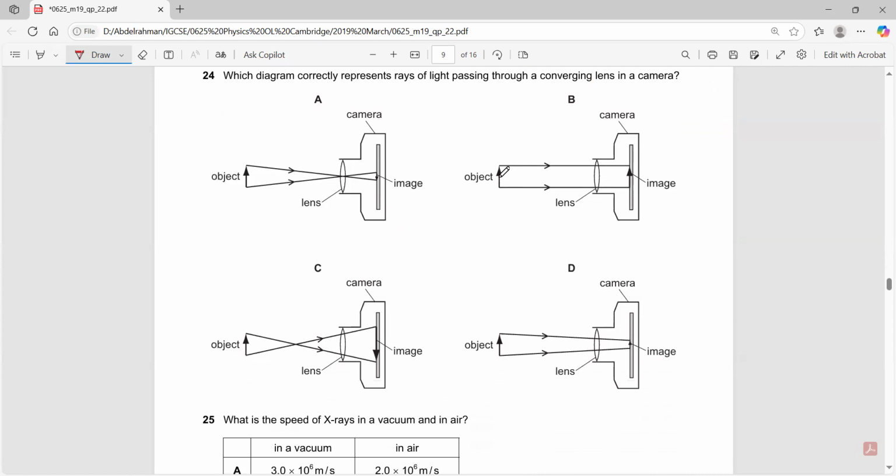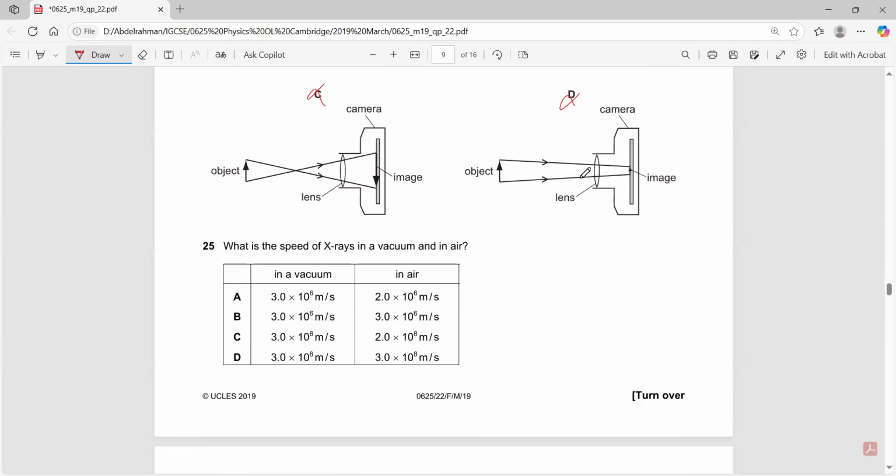Which diagram correctly represents rays of light passing through a converging lens in a camera? In a camera, what happens to the image? You have a real image, it's an inverted image, and it has to be a smaller image. A camera produces a smaller image. So B and D are wrong. Why? Because the image is upright. C is wrong because the image is larger. It's enlarged. It has to be a diminished image.